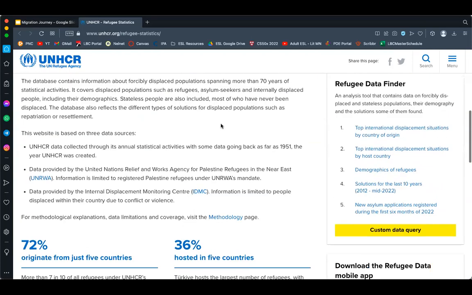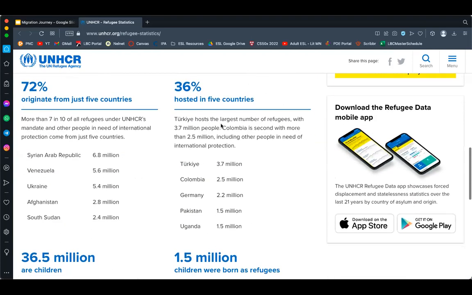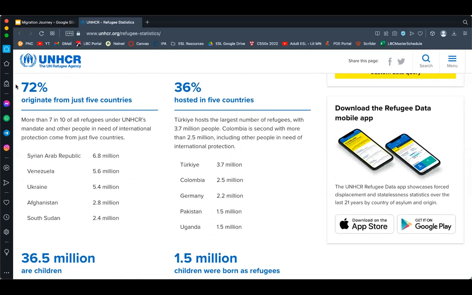I just wanted to show you this number: 72% of all the refugees are from only 5 countries. That's a very high percentage from a very small number of countries. I'll let you do the thinking and the math on this. Again, this is the UNHCR refugee statistics page if you want to take a look at it more on your own. I highly recommend it. And it looks like they have an app.